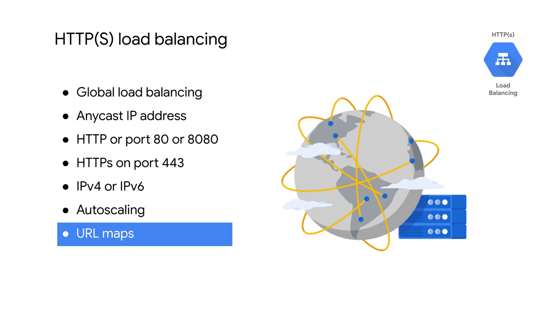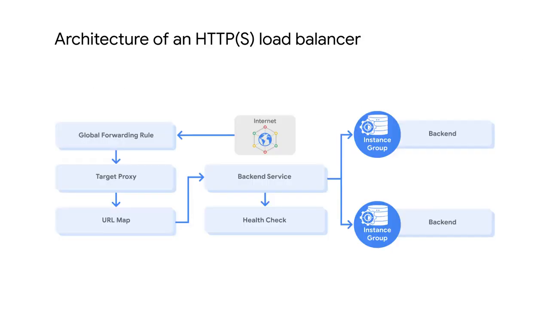If the closest instance group does not have sufficient capacity, the request is sent to the next closest instance group that does have the capacity. You will get to explore most of these benefits in the first lab of the module. Let me walk through the complete architecture of an HTTPS load balancer by using this diagram.